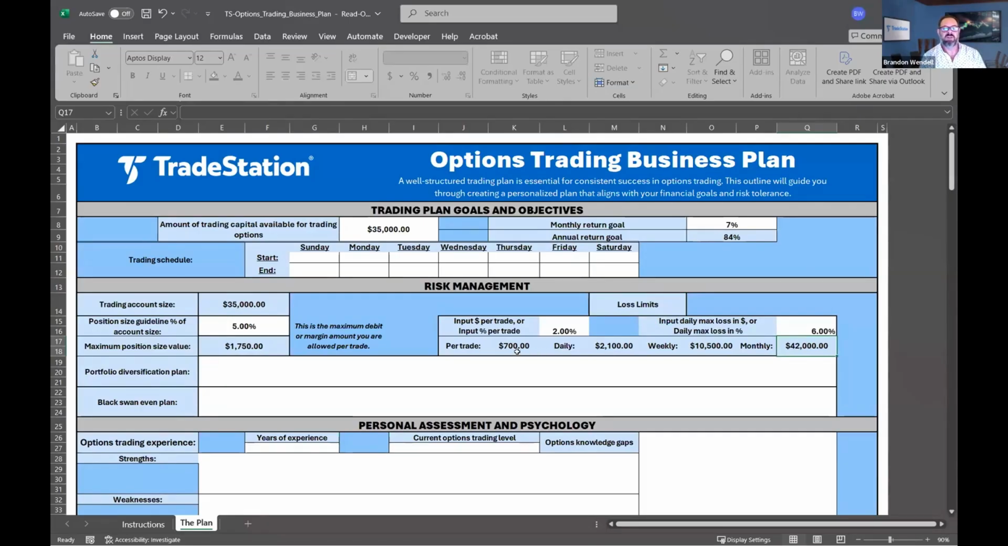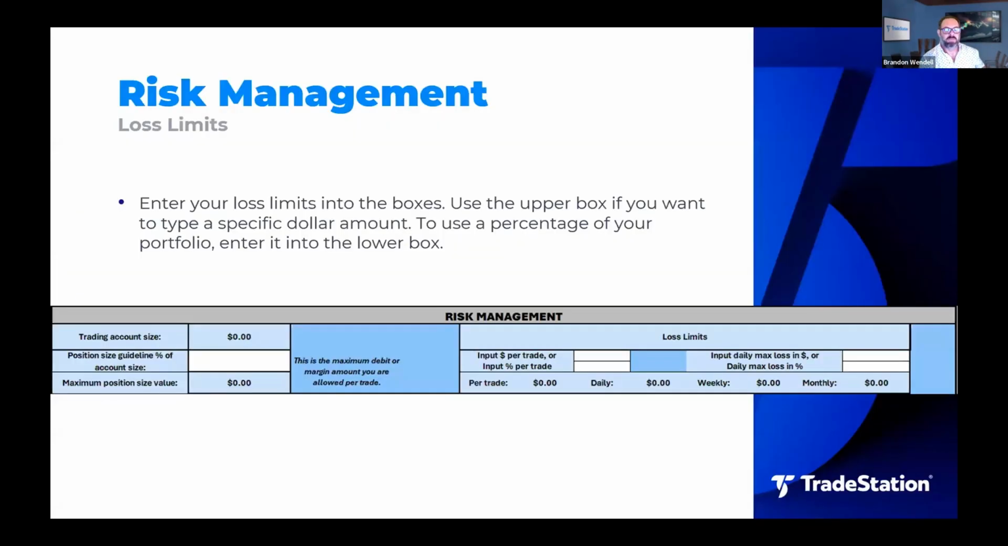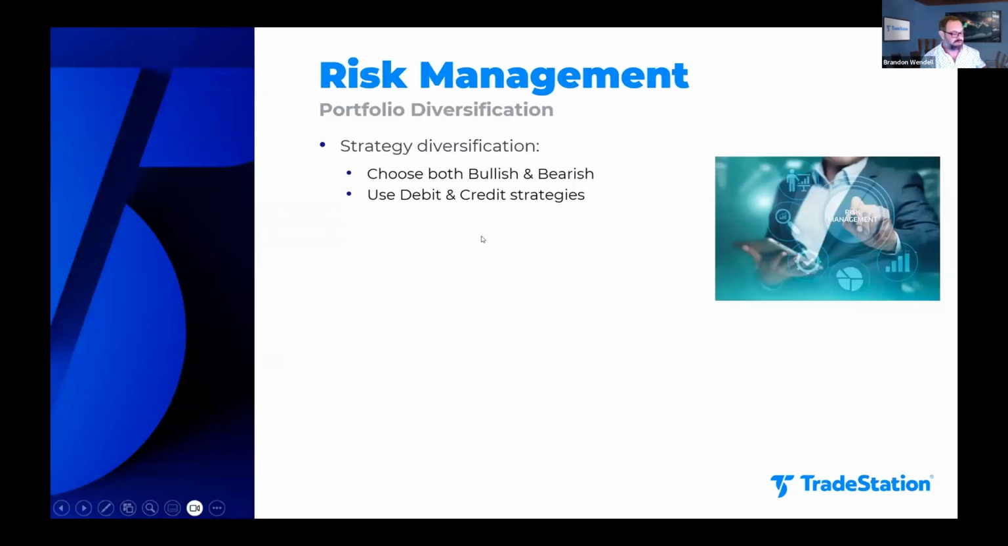If we're risking $700 per trade daily, 6% is $2,100. Weekly, $10,500. That's over a third, isn't it? And then monthly, we would be wiped out before the end of the month. That's why it's important to risk very small amounts of your capital on any one trade and overall as well. I believe in the instructions, it also helps you with some of the suggestions as to what to use.